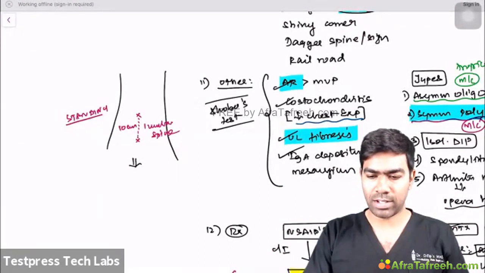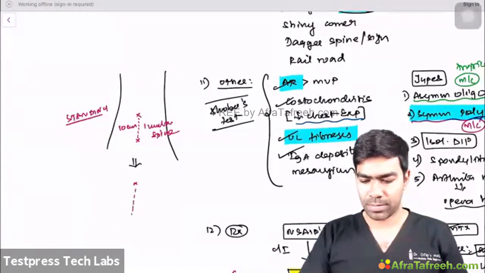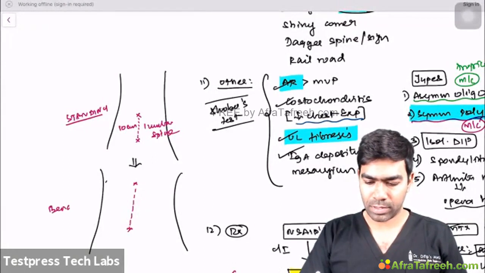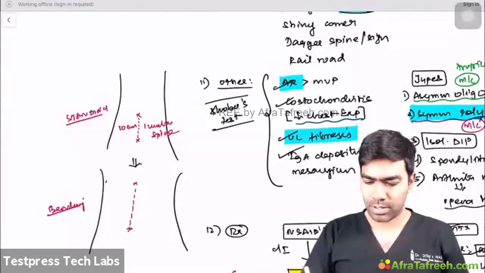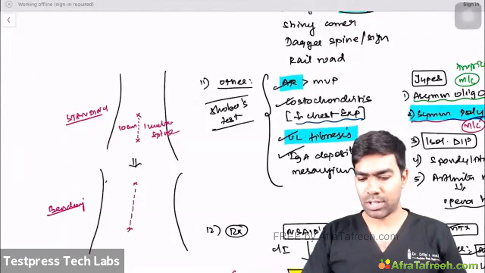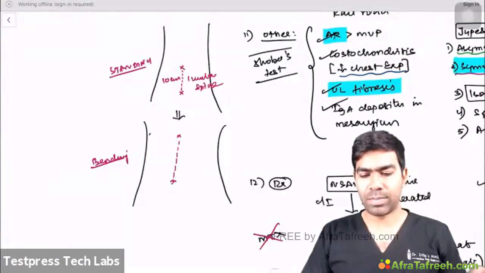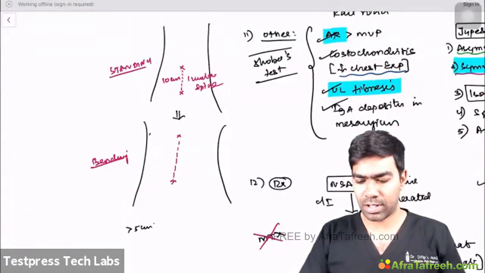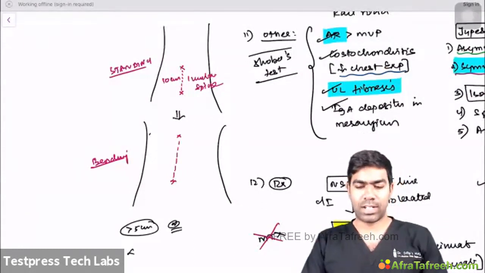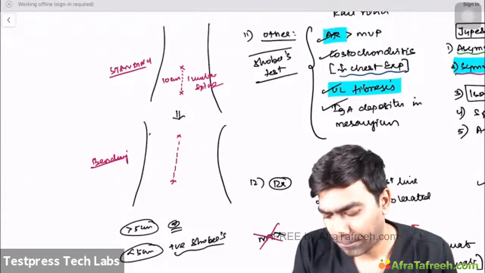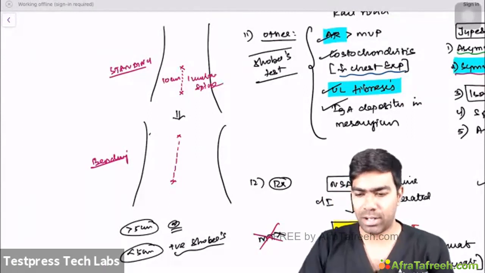So now the new length after bending the back is a new line. The difference between these two segments should be at least more than 5 centimeter. That's considered normal. Suppose it is less than 5 centimeter, that's considered a positive Schober's test, and that's a sign of limited lumbar spine motion.